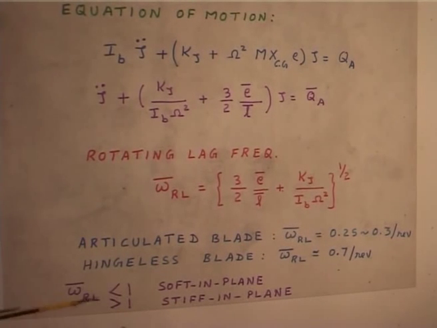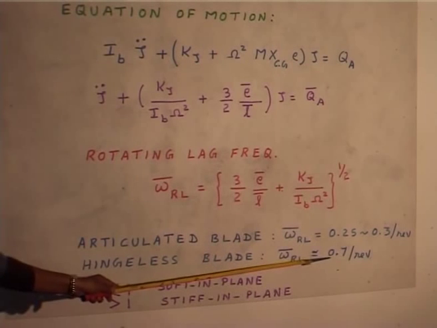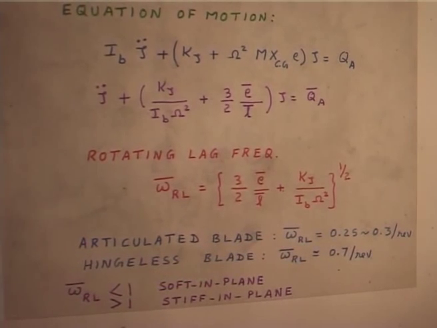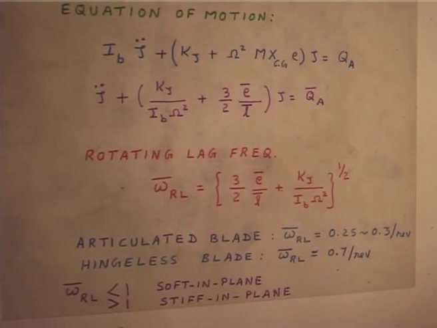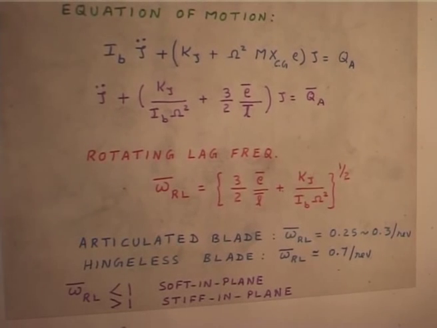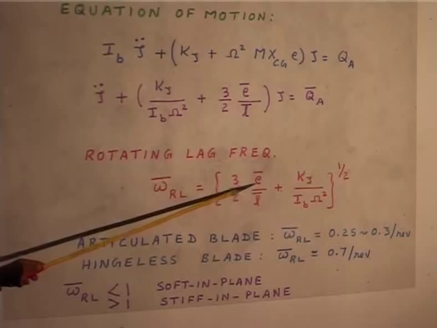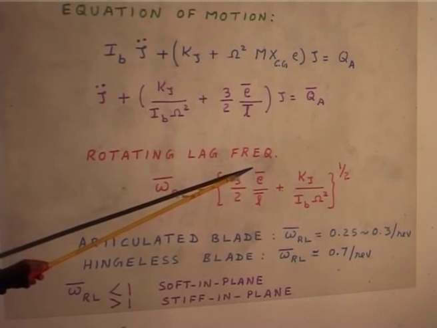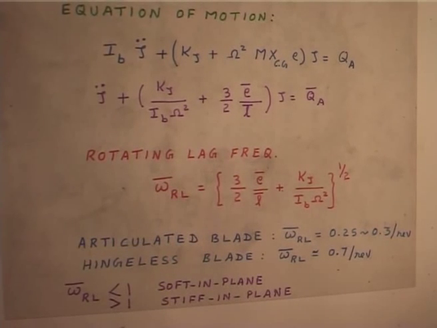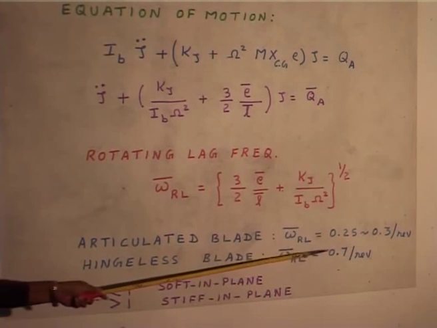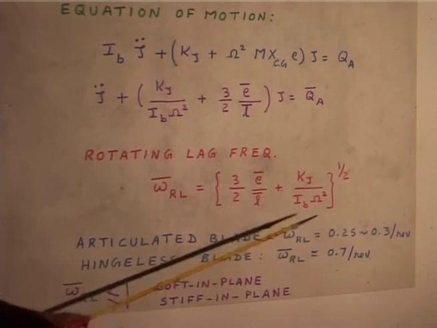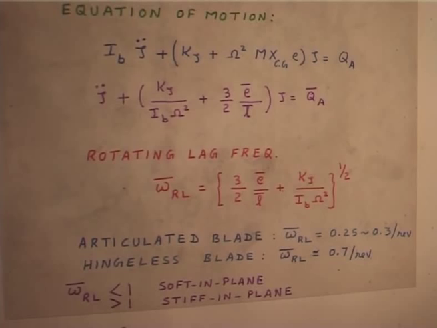And hingeless blade, because in an articulated blade there is no spring, it is just a hinge. So, you get a hinge offset with this, that means this term is 0, you can find out the corresponding hinge offset. So, immediately you can calculate what is the rotating lag natural frequency. But if it is a hingeless blade, usually it goes to around 0.7, okay.